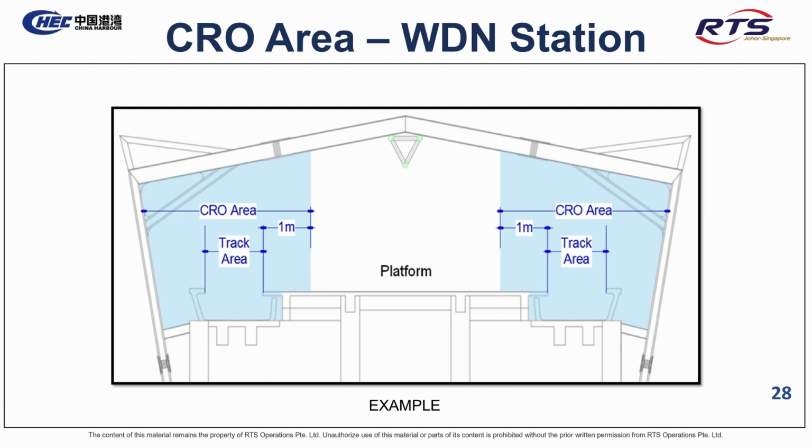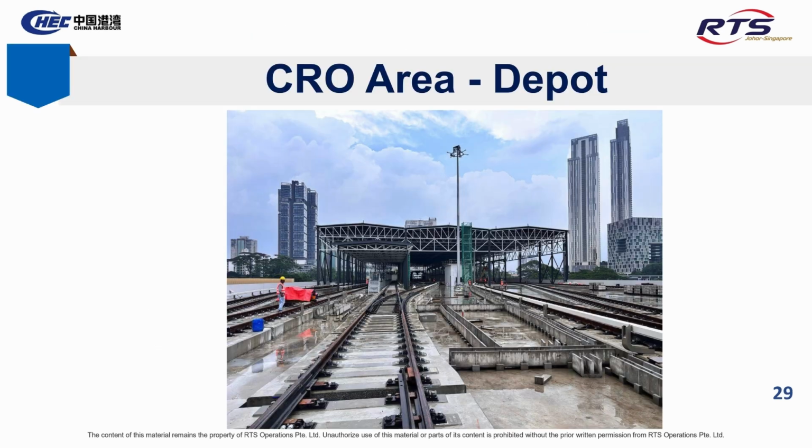Entry into this zone requires CRO authorization. Slide 29, CRO Area Depot. This image shows the CRO area at the depot where multiple tracks converge for stabling and maintenance. Only authorized personnel may access this area under controlled safety conditions.